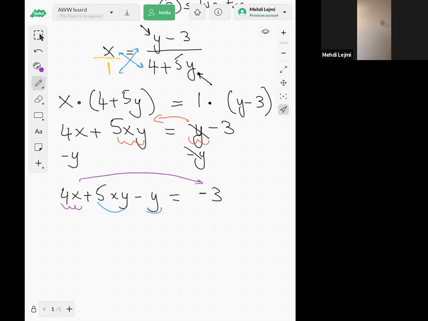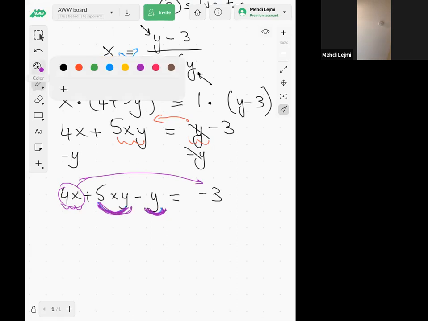So why am I doing this, guys? Because once you move all the y's to the same side and move everything else to the other side, you can factor out y. So then y would be a common factor here, right? That's why I have to move this 4x to the other side. Then in both terms I'm gonna have y, so I can pull out y, right?